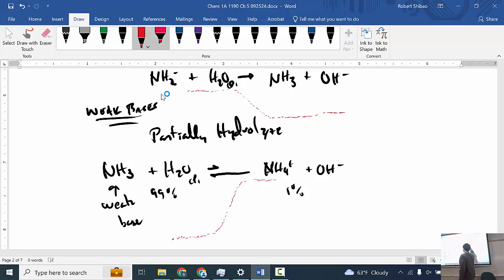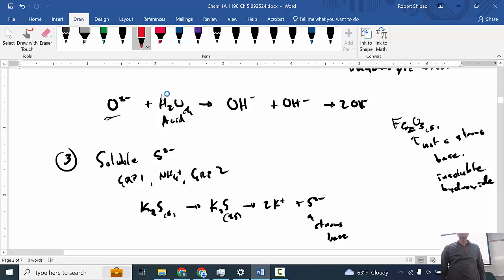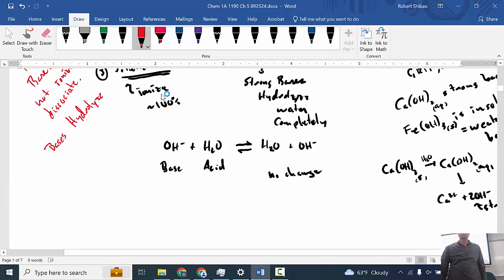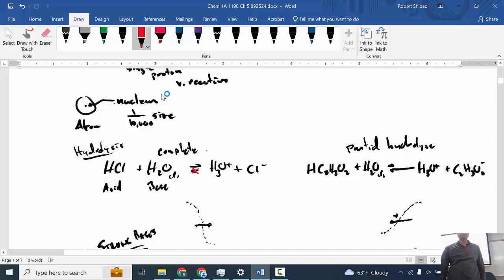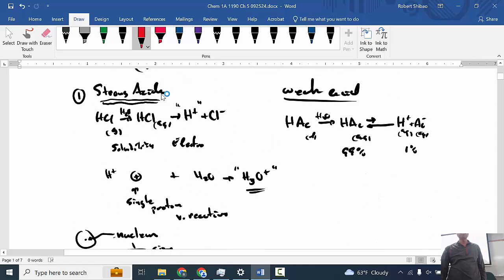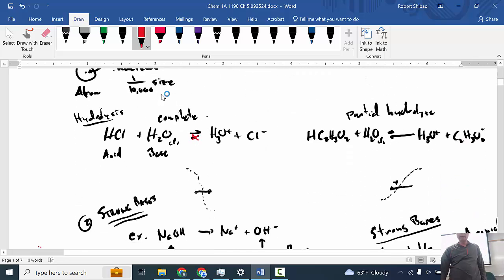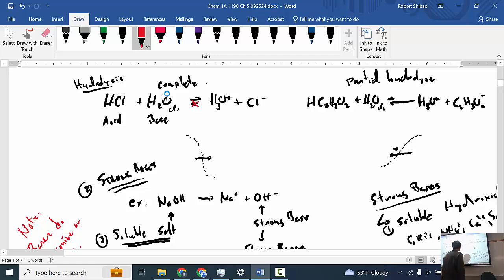The amount of hydroxide is going to be much, much greater with a strong base than with a weak base. The same can be said about hydronium in acids. Strong acids produce a lot of hydronium, or H+. Weak acids produce very little, like acetic acid. So lots of hydronium, very little. So this is the same situation.